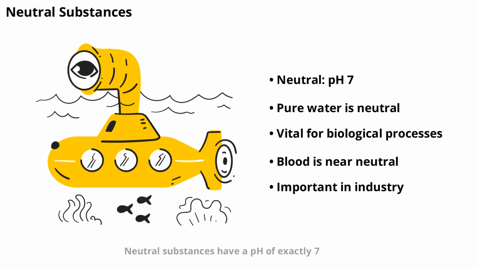Neutral substances have a pH of exactly 7. The most common example is pure water. Neutral solutions are neither acidic nor basic. This balance is important in many biological and chemical processes. For example, our blood is slightly basic, but it's very close to neutral, which is vital for our health. Maintaining neutrality in certain environments is crucial for life and for many industrial processes.